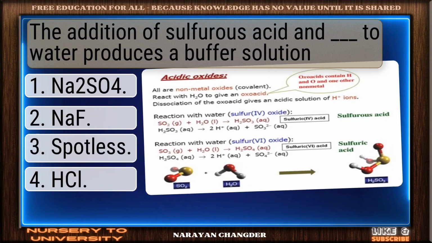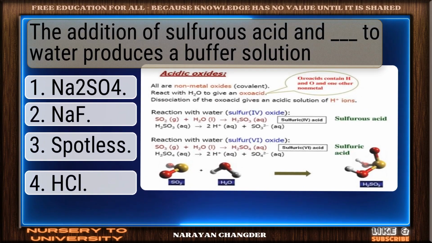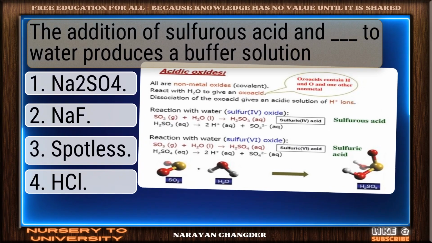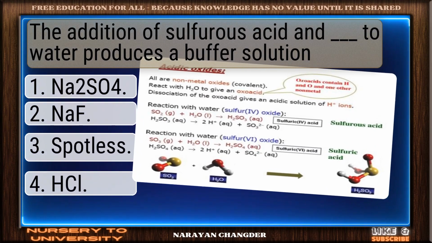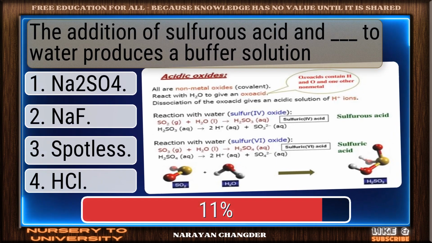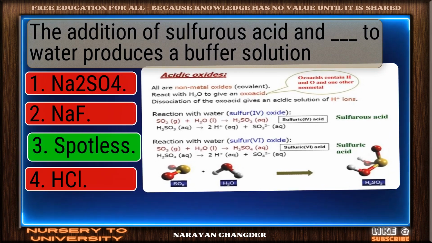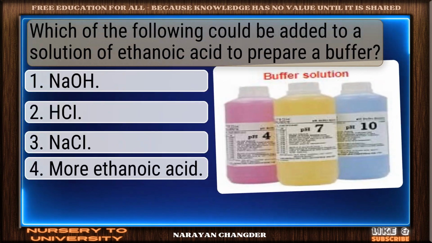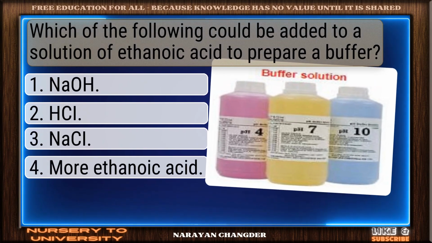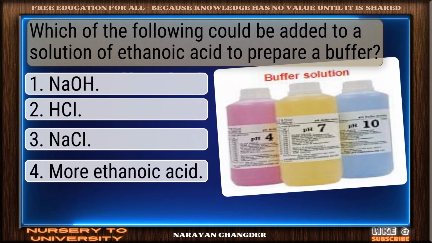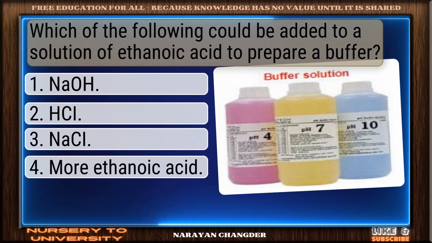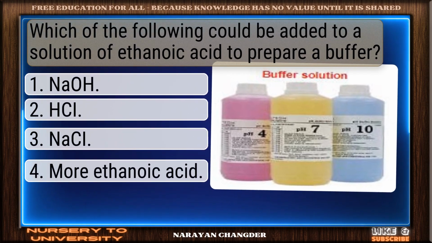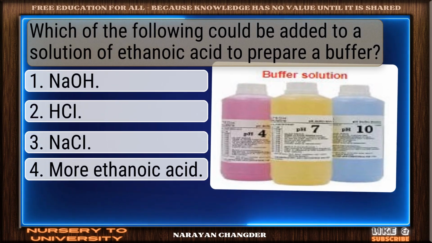The addition of sulfurous acid and blank to water produces a buffer solution. Option 1, Na2SO4. Option 2, NaF. Option 3, Na2SO3. Option 4, ASCLAL. You got it. Which of the following could be added to a solution of ethanoic acid to prepare a buffer? Option 1, NaOH. Option 2, HCl. Option 3, NaCl. Option 4, more ethanoic acid.